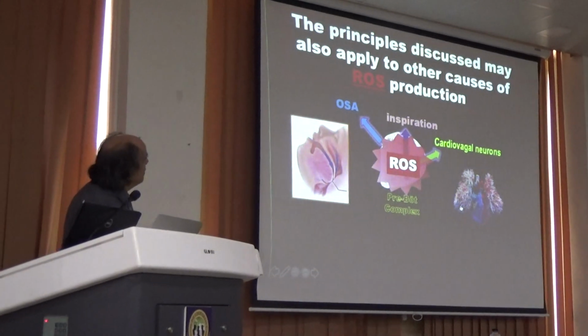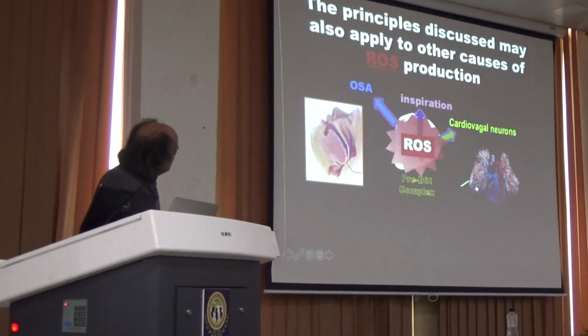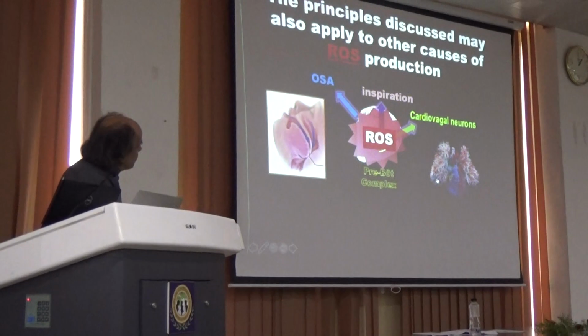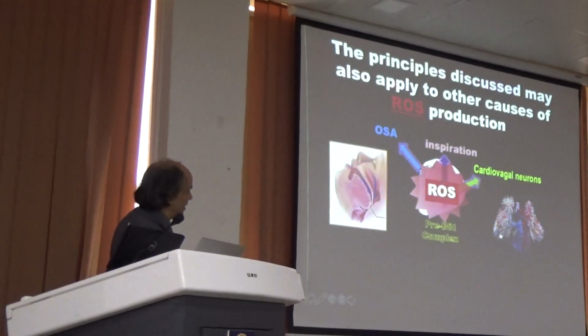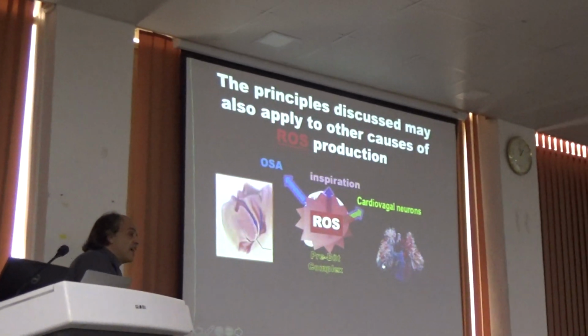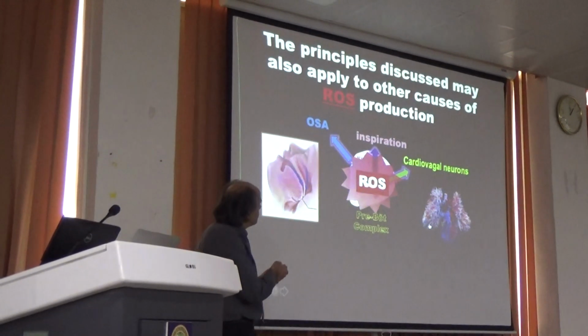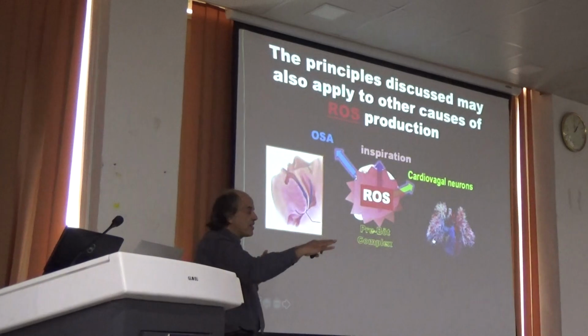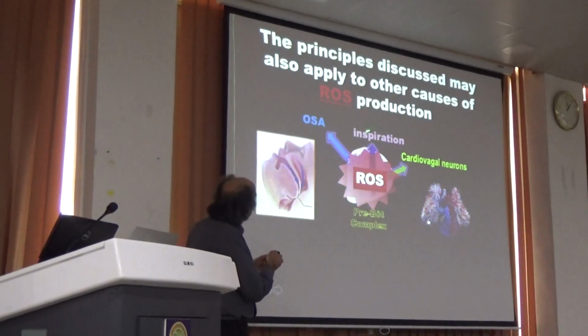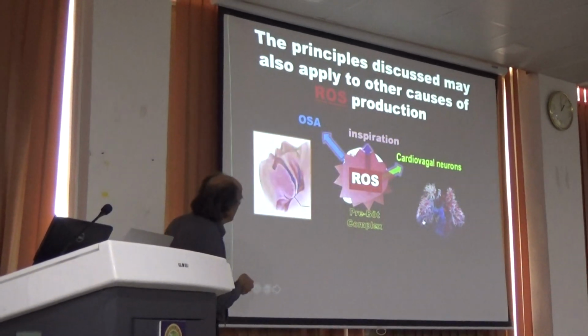So basically, when we think about what I just told you, we have a network that is intrinsically sensitive to hypoxia. In intermittent hypoxia, this network will be suffering from the production of reactive oxygen species, which is driving this decoupling, which is disturbing inspiration, which is causing obstructive sleep apnea.